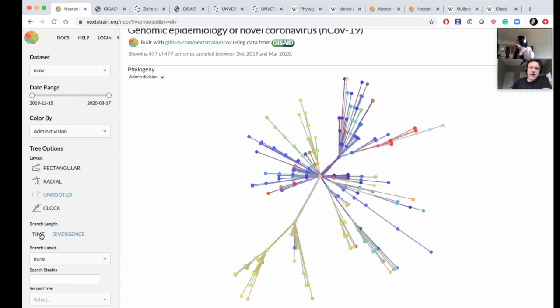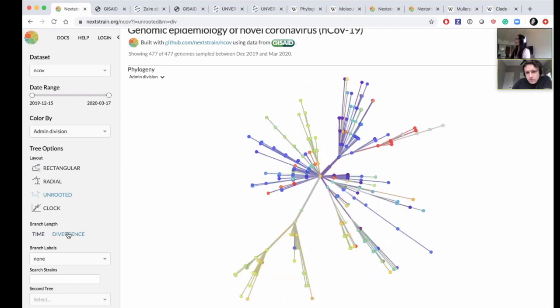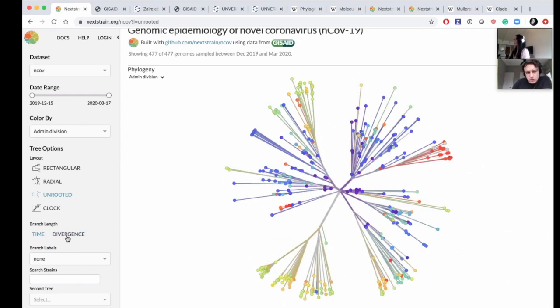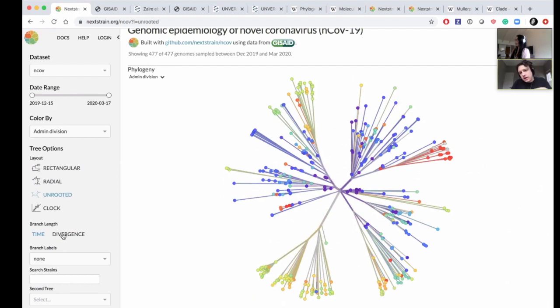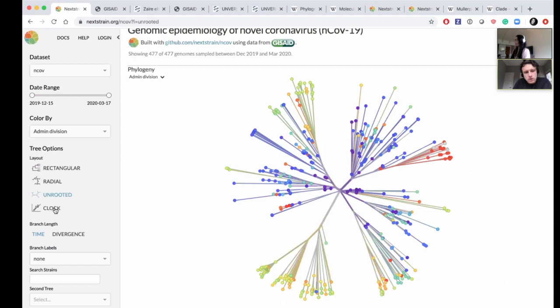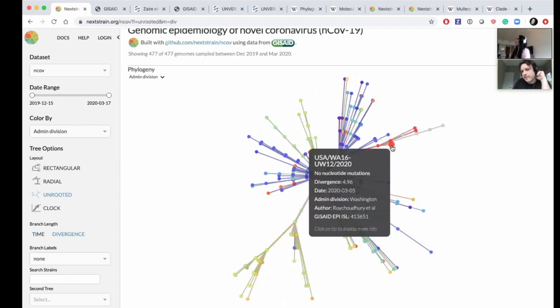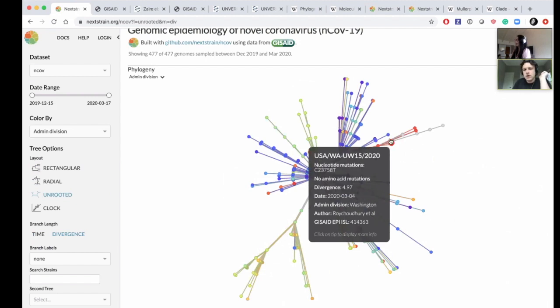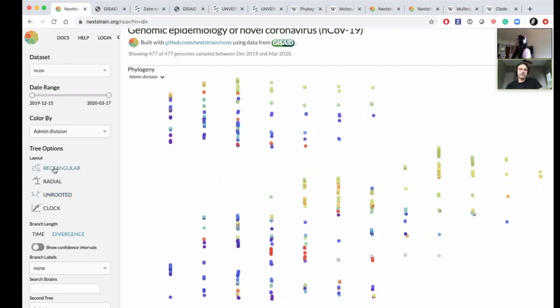Ooh, that's a neat one, maybe to show that. If we go to unrooted and divergence, I believe that's going to show that point. If we look at Washington all the way over on the right, that's these guys here, and we go to divergence, it's going to squish them all to a point. I see. Okay, that's really helpful to know. If we go back to rectangular.